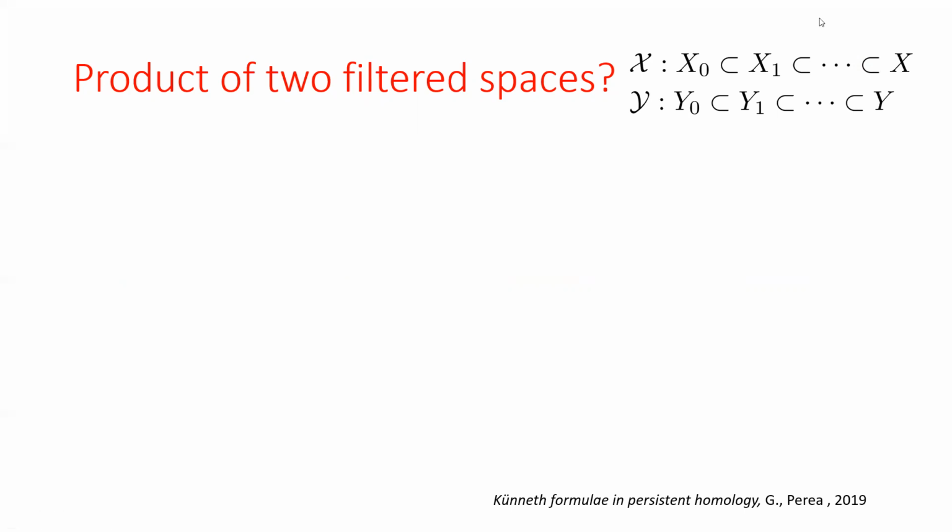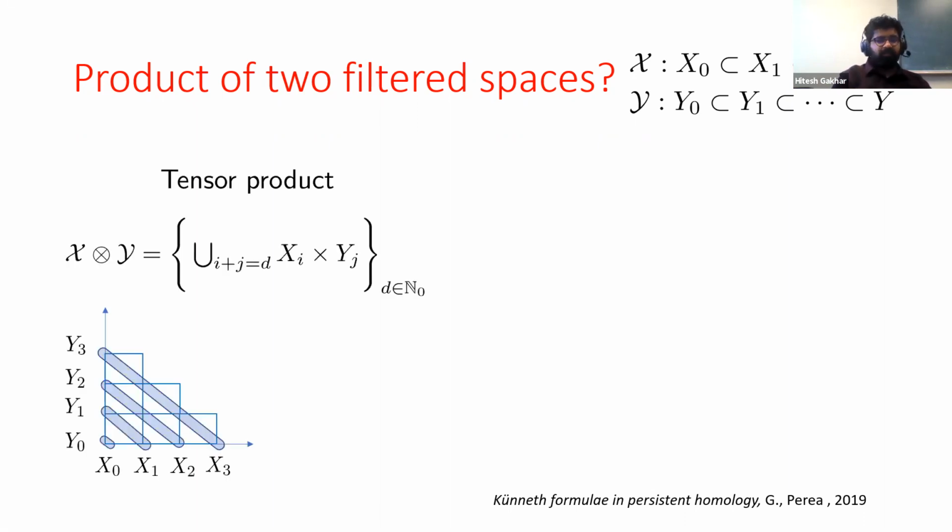Okay. So if I have to talk about the Künneth formula, I have to talk about products of filtrations. One of the first, I wouldn't say challenges, but rather questions was, what products are we talking about at the level of filtrations? So we came up with two answers. The first is the tensor product of spaces, and so this is the product.